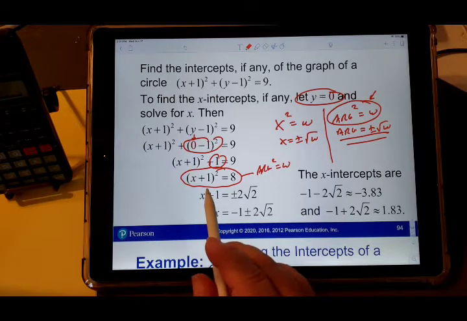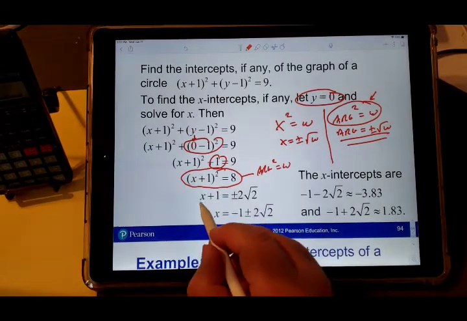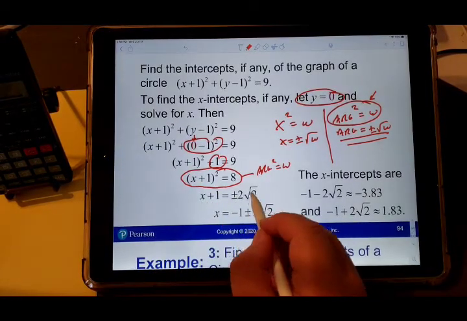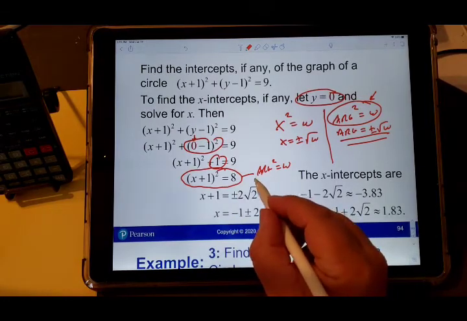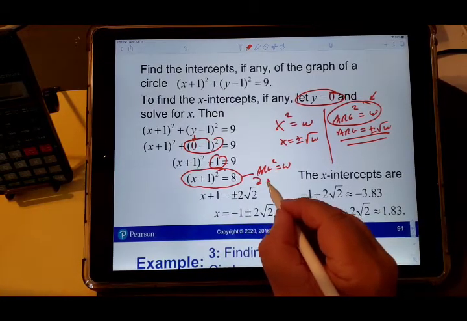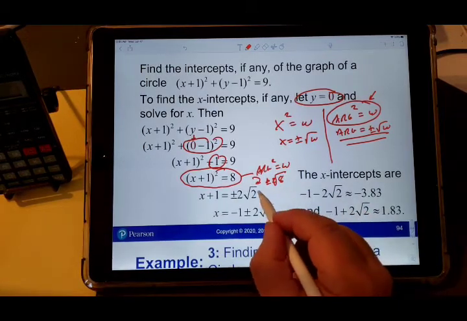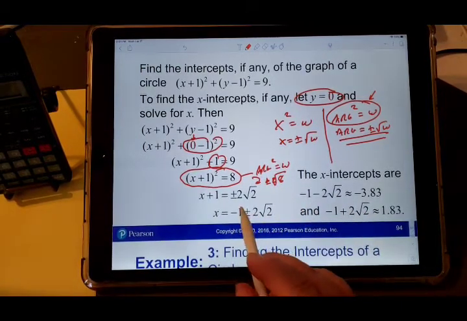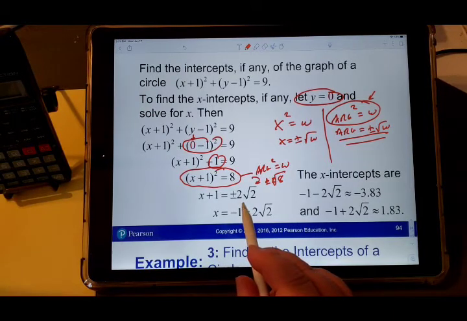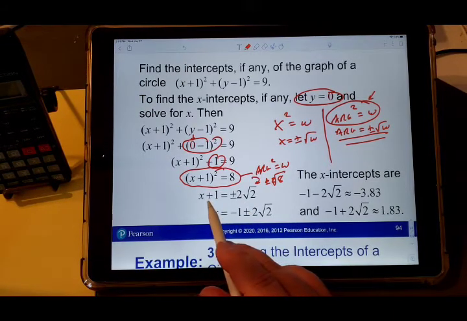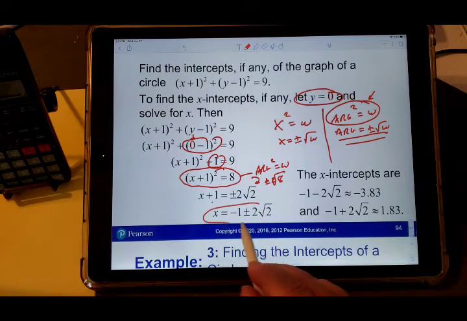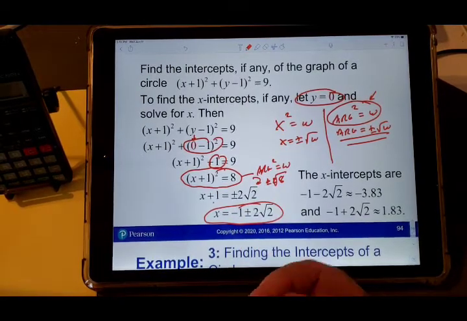What happened? This is equal to plus or minus the square root of 8. Well, the square root of 8, he went ahead and simplified to 2 square root of 2, but it wouldn't have hurt to write square root of 8 for one step there. And then subtracted 1 from both sides. Here we are. We have the x-intercepts.